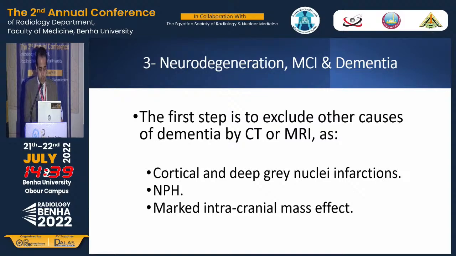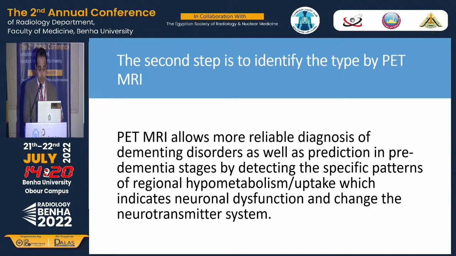The third application is neurodegeneration, mild cognitive impairment, and dementia. We have here two steps. The first is to exclude other causes of dementia by CT or MRI, like cortical and deep brain nuclei infarctions, normal pressure hydrocephalus, and marked intracranial mass effect. The second step is to identify the type by the PET MRI. PET MRI allows more reliable diagnosis of dementing disorders, as well as prediction in pre-dementia stages by detecting the specific patterns of regional hypometabolism or uptake according to the tracer, which indicates neuronal dysfunction and change in the neurotransmitter system.